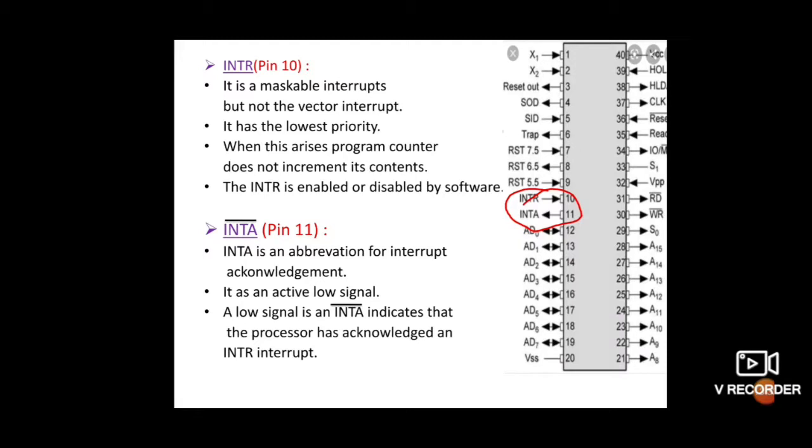INTR means interrupt request signal. It is maskable, it is not a vector interrupt, and it has the lowest priority. INTA bar means interrupt acknowledgement, and the bar indicates an active low signal. Understand what the INTR and INTA bar pins are?